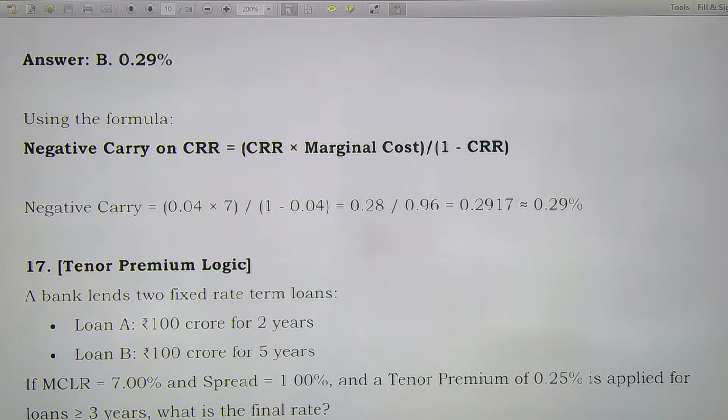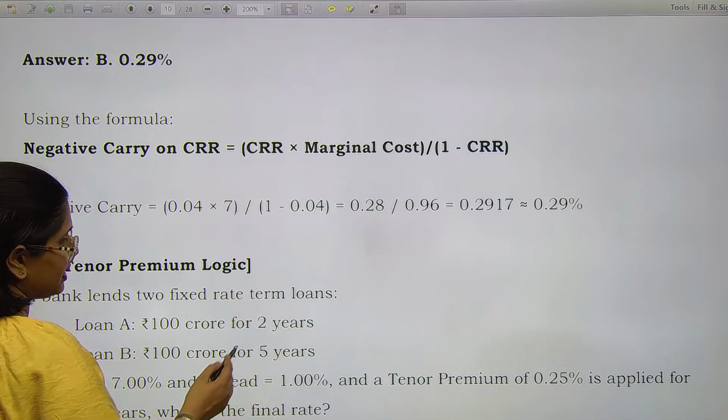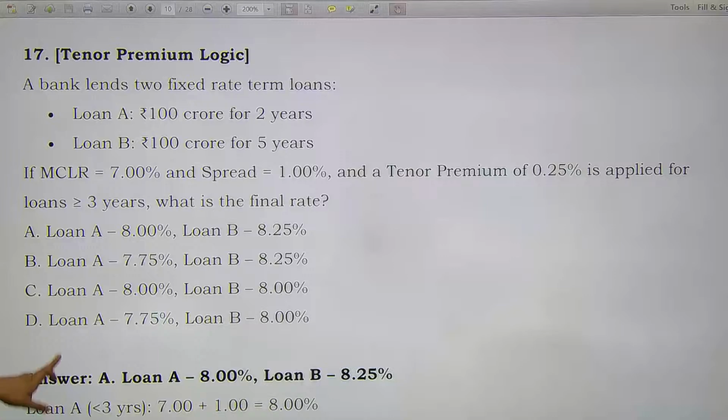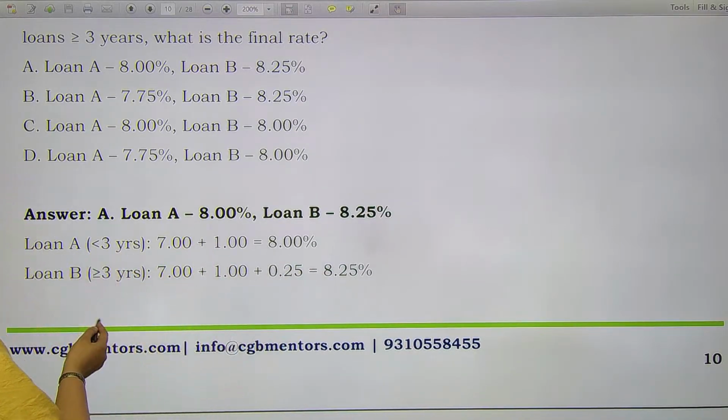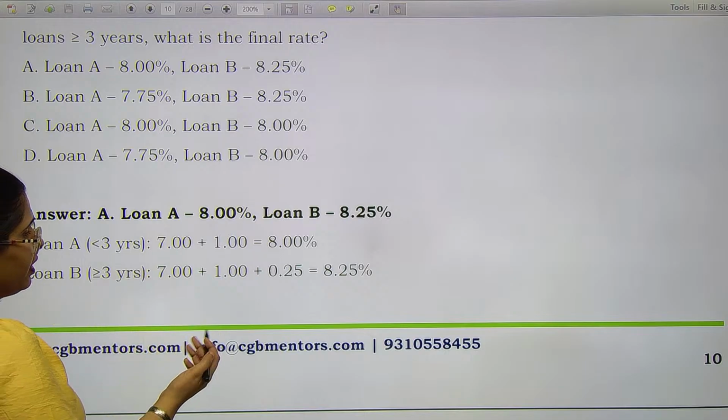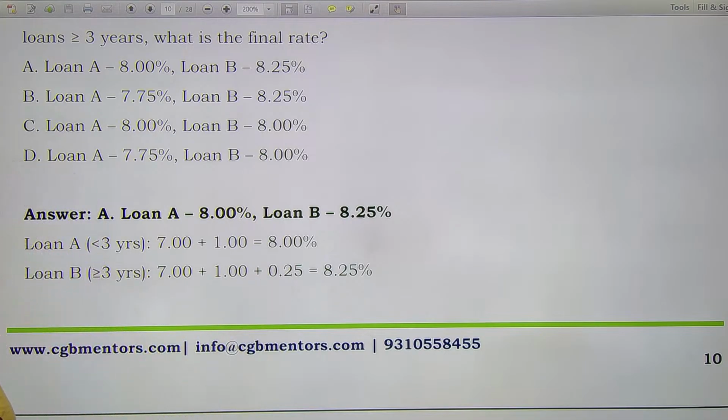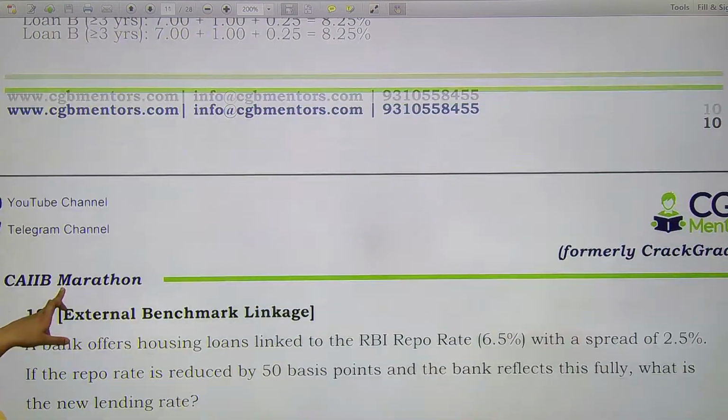Now, a bank lends two fixed rate term loans. Loan A 100 crore for 2 years, loan B 100 crore for 5 years. If the MCLR is 7% and the spread is 1% and tenor premium of 0.25 is applicable for loans greater than 3 years, what is the final rate? So, in this particular case, what is going to be the rate? 7% plus 1%. But over here this obviously exceeds 3 years, so we have to apply the tenor premium as well. So, for loan A, 7% plus the spread is 8%. For loan B, which is for 5 years, you have to apply the tenor premium as well. Right, it would be 8.25%.